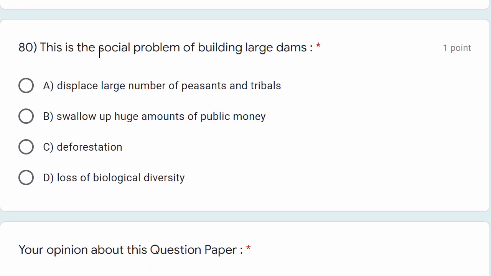And 80th question is, this is a social problem of building large dams. Now, what is a social problem? Huge amount of public money is an economic problem, not a social problem. Deforestation, biological diversity is not a social problem. It is a kind of ecological problem. The actual problem is displacing large number of peasants and tribals.